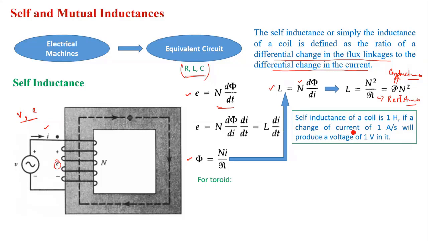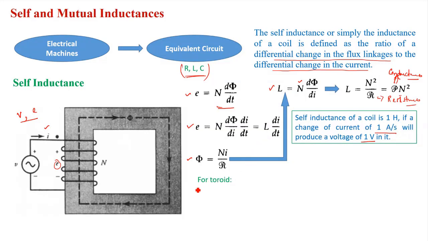Okay. So now self-inductance of a coil, we can define it in this way: if the coil is having 1 Henry self-inductance, then if a change of current of 1 ampere is injected in this coil, that will produce a voltage of 1 volt. As per this definition, L is 1 Henry and the voltage equation is L di by dt, right? So an inductance of 1 Henry will produce 1 volt when we inject a current that is varying at the rate of 1 ampere per second.